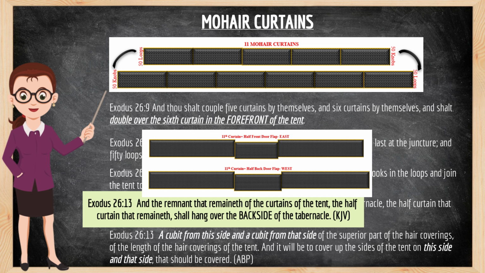So we're told that we have 5 curtains and 11 curtains. And then we're told that half of the 11th curtain goes across the front in the east, and half of the 11th curtain goes across the back in the west. So we have 2 door openings that are being created here in the east and the west.